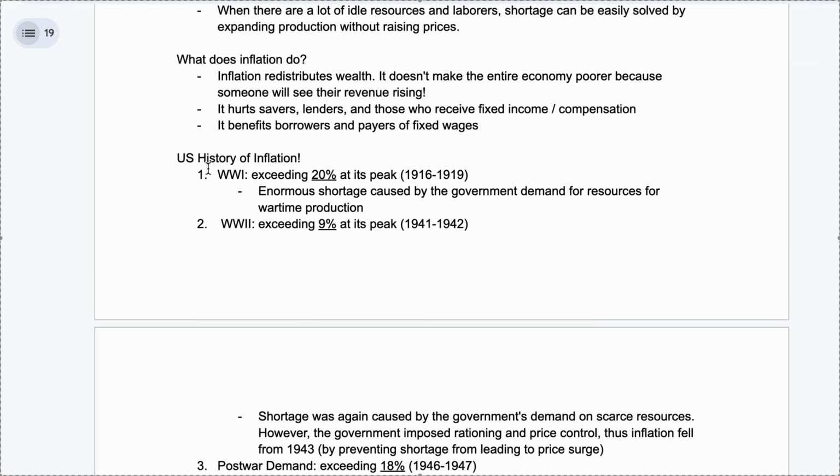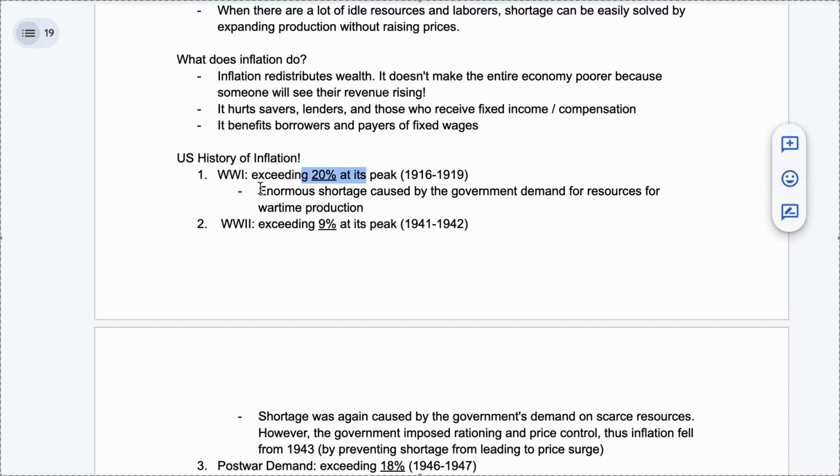Okay, so the first one was World War One. The first one that I'm going to talk about is World War One, the war that mainly happened in Europe. The U.S. eventually got involved in it, and the inflation at that time was exceeding 20%. Okay, at its peak, 20%. The price, I think it's CPI, going up by 20% at its peak, which is extremely high.